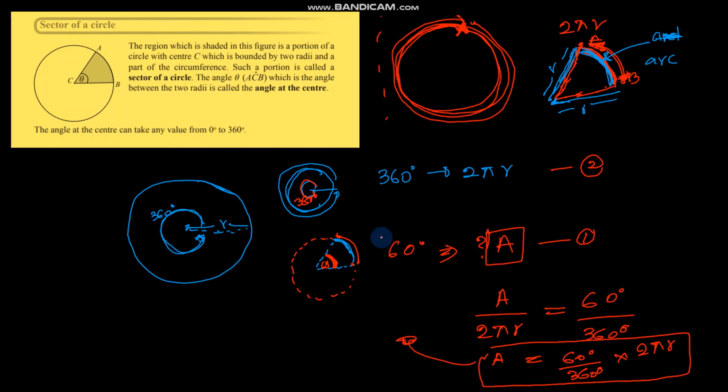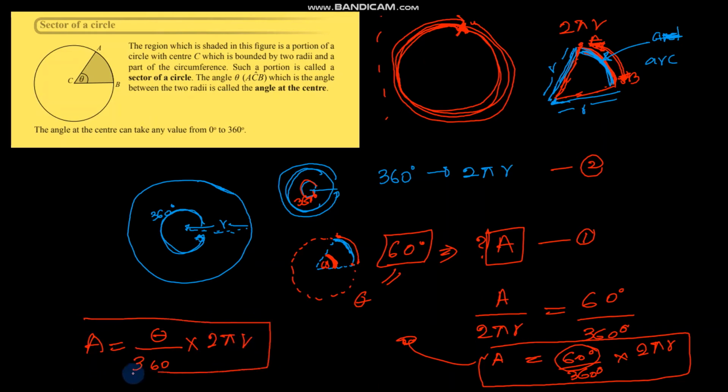Now, this is an example that we took, but if this is not 60 and instead we call it theta, the formula that we are going to get is: the perimeter of arc is equivalent to theta divided by 360 multiplied by 2 pi r. So this is the formula for arc. Arc meaning what you're going to get is the distance from this point to this point, right?